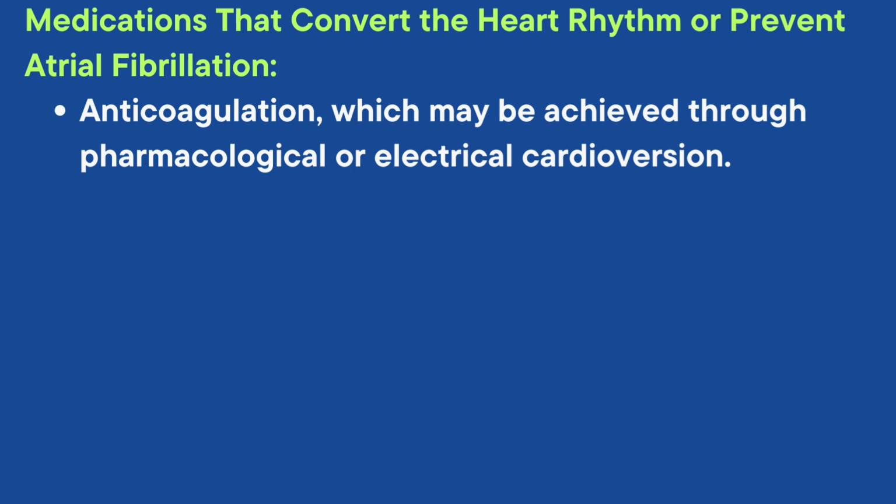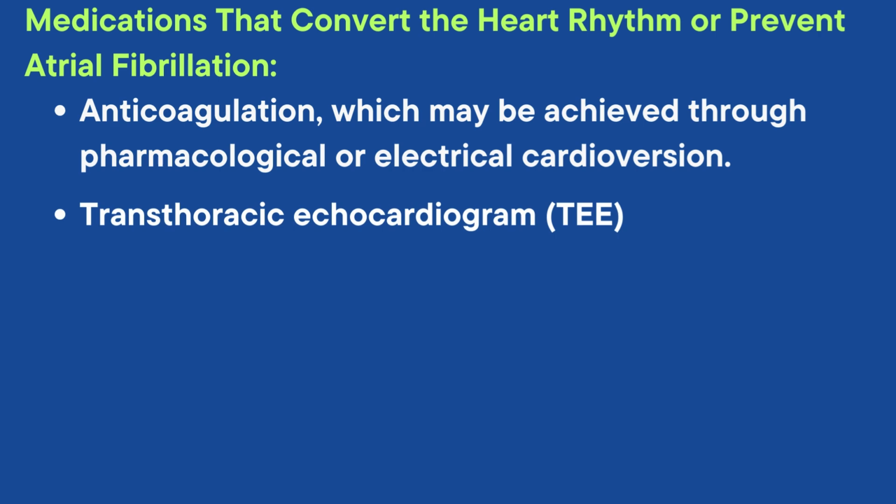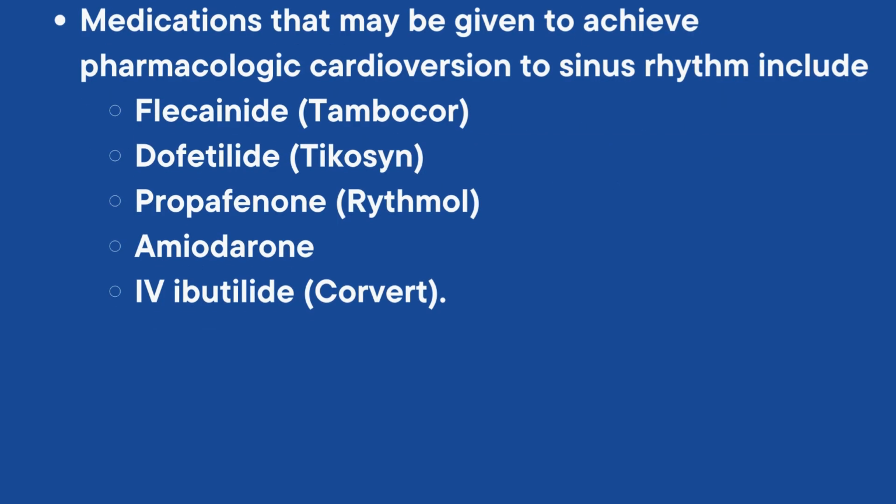In the absence of therapeutic anticoagulation, transthoracic echocardiogram may be performed prior to cardioversion to identify left atrial thrombus formation, including in the left atrial appendage. If no thrombus is identified, cardioversion can proceed. Medications that may be given to achieve pharmacological cardioversion to sinus rhythm include flecainide, dofetilide, propafenone, amiodarone, and IV ibutilide. These medications are most effective if given within 7 days of the onset of atrial fibrillation.